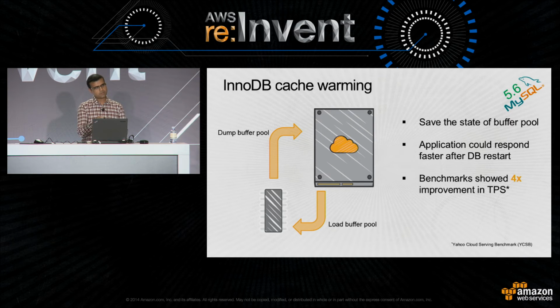Dumping the buffer pool essentially doesn't dump all your pages. It just dumps your address space. It's not a very performance-intensive operation, whereas loading the buffer pool will load the actual pages into memory, so there is a performance impact there. Our benchmarks have shown that turning on the buffer pool dump and load can help, and has helped with a 4 times improvement in TPS on average for one of the workloads that we looked at.